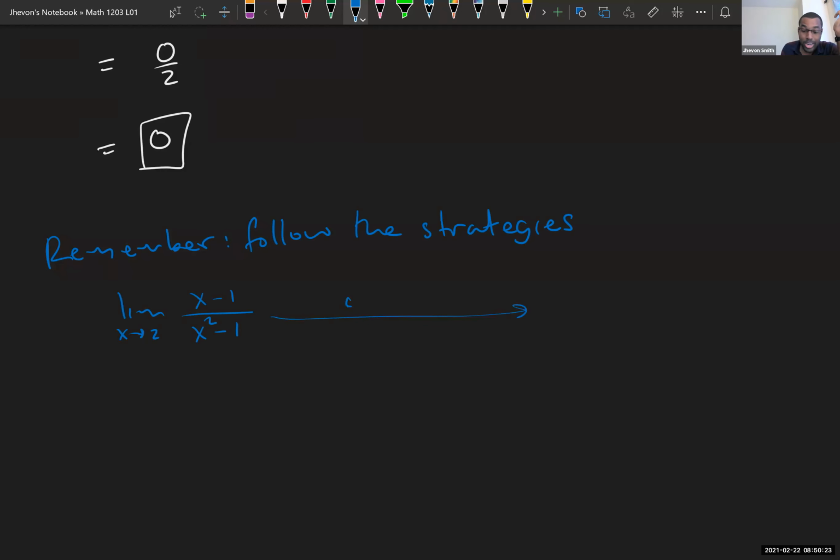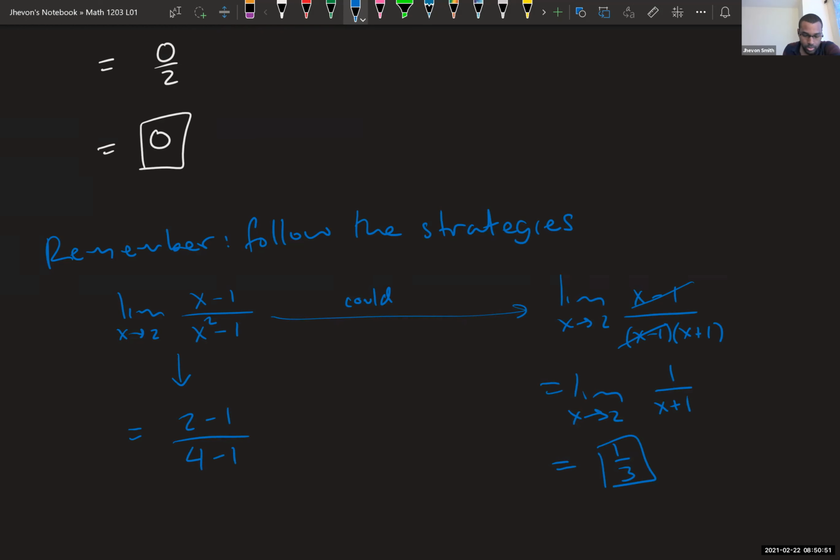I could, it wouldn't be wrong, but I could go, oh yeah, and this is going to be x minus 1. I'm going to see that as difference of squares. So this is x plus 1. This guy's going to cancel. That's going to leave me with 1 over x plus 1. And now I'm going to plug in the 2, and then I'm left with a third. But the thing is, you could have just plugged in from the very beginning, right? So this is easier.